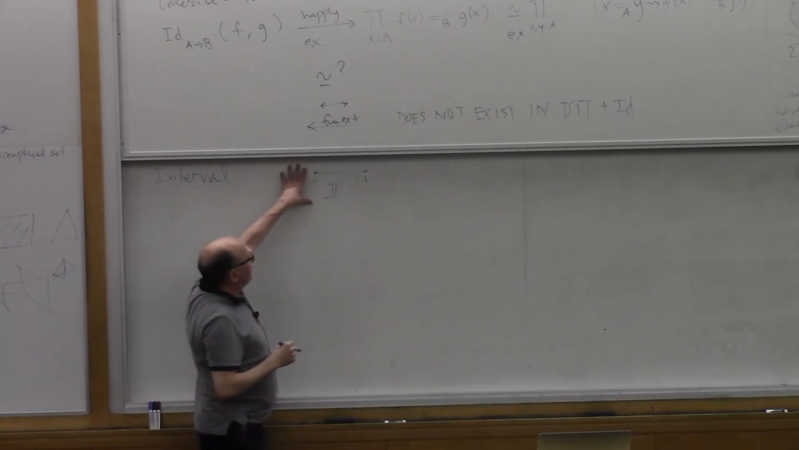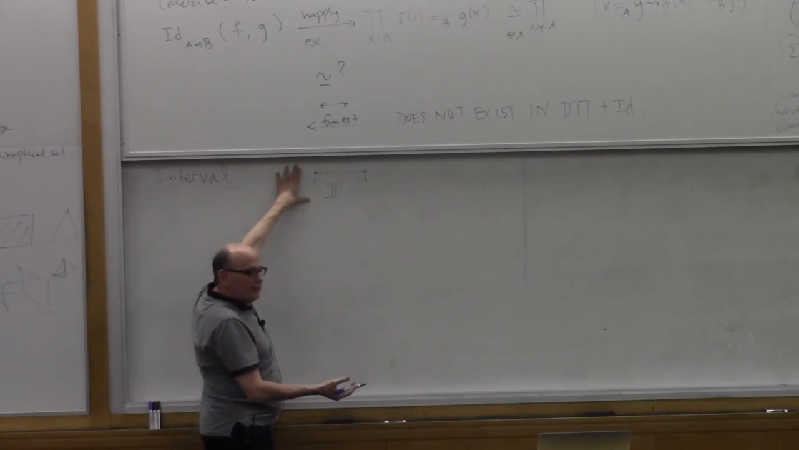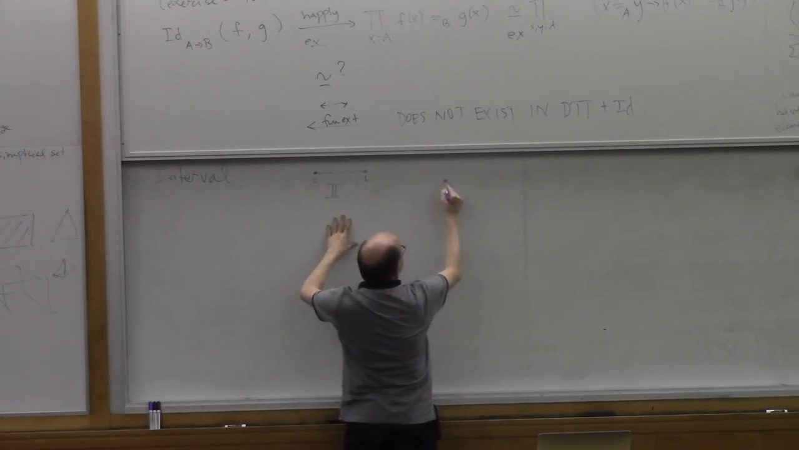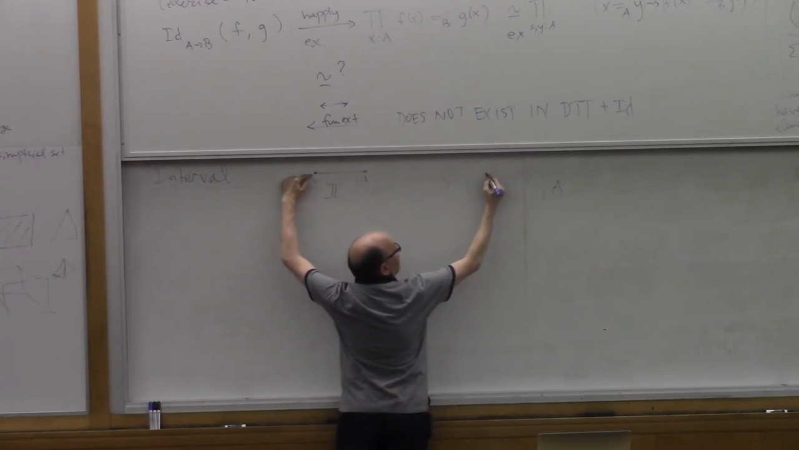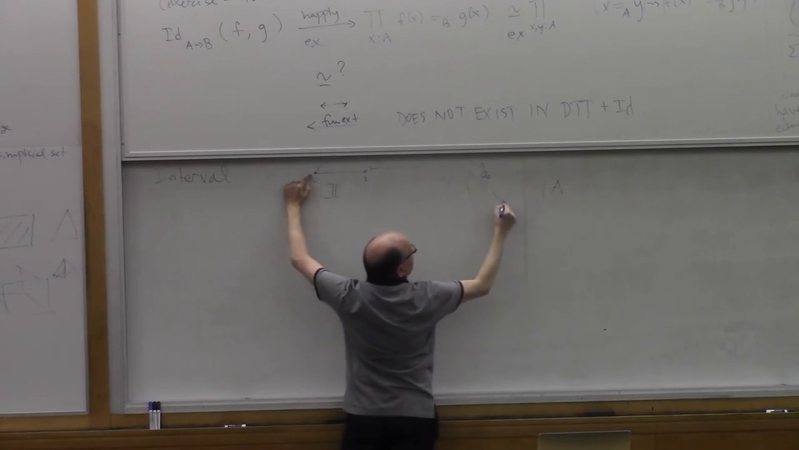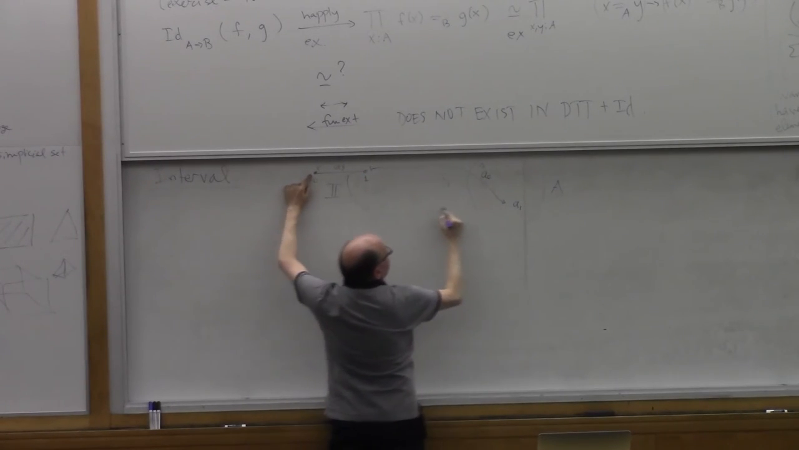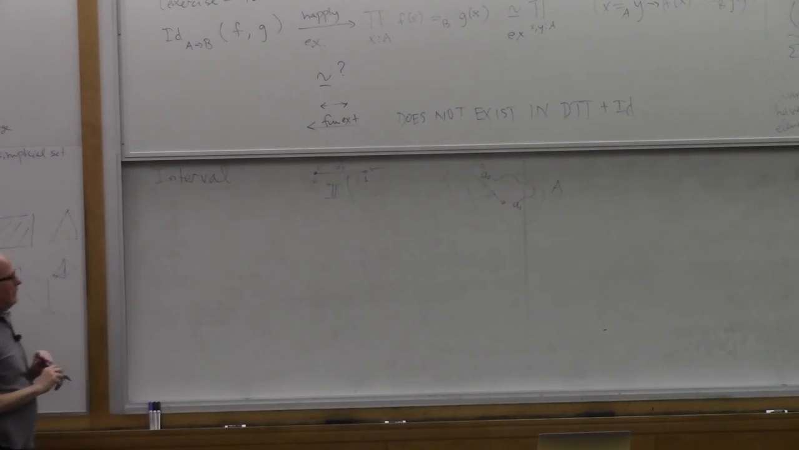And the significance of the interval is that it lets me pick out lines in a space by mapping the interval into it. Okay, so the idea is if I take a mapping from I into A, what I need to do is send 0 somewhere, A naught. So I send 0 over here. I send 1 over here, maybe A1. And I send, this is called the segment, seg. And I send seg to an identification between them. So a map from the interval into a space is picking out a line in that space.